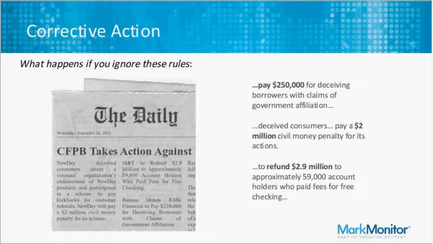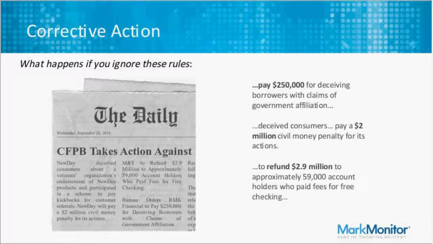Okay. So some corrective action. Just threw this out here, from the CFPB, recent action that they've taken, $250,000 for one company for deceiving borrowers about claims for government affiliation. Another company paid $1 million in civil money because they were deceiving customers about free checking, for example. And then a third on here had to refund $2.9 million.